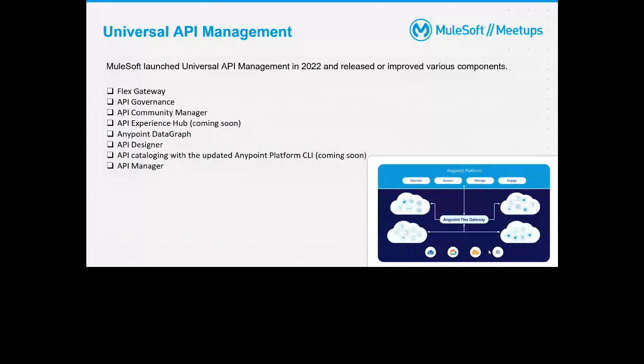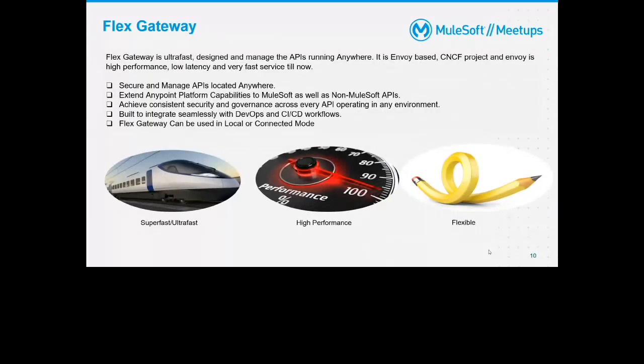Okay, so with universal API management, MuleSoft has improved some of its products, and they have introduced some new products. So here is the list of the products which have been improved or launched, right? Here we will mostly discuss Flex Gateway. Flex Gateway is one of the products that has been launched with universal API management. Okay, so what is Flex Gateway?